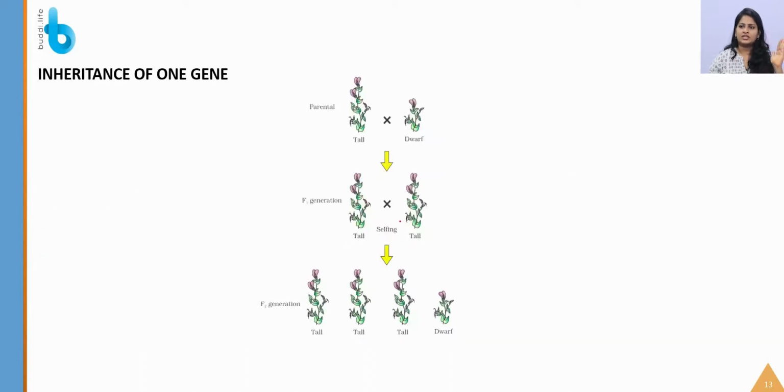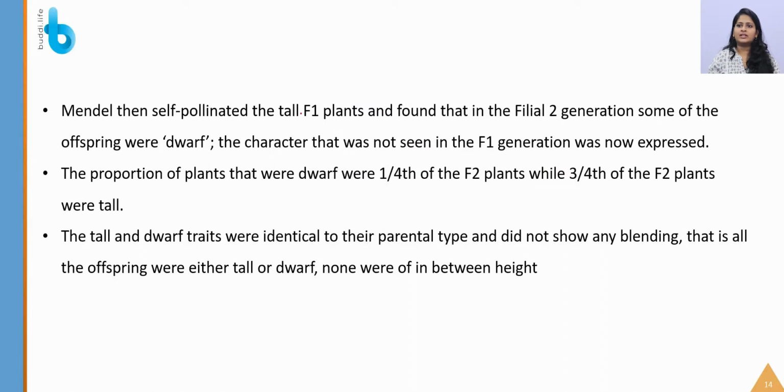So you can see this: after selfing the tall plants that were obtained in the F1 generation, to his surprise, he could see some dwarf plants also present in the F2 generation, in the ratio of 3:1. So if 3 plants were tall, 1 plant was dwarf. Now we are going to work on this. Mendel self-pollinated the F1 plants and found that in the filial 2 generation, some of the offspring resembled the dwarf character which was not seen in the F1 generation, and as I said, the ratio was 3:1. So 3/4 of the plants were tall and 1/4 were dwarf.